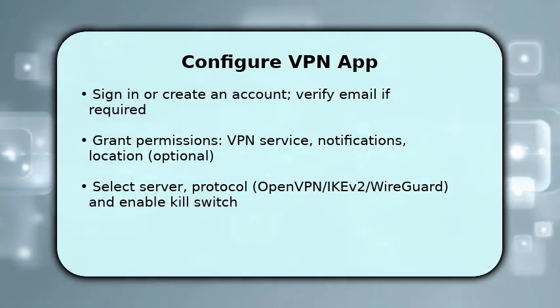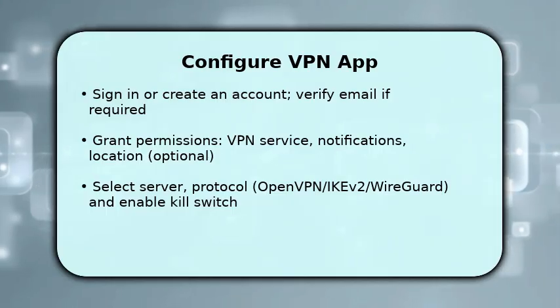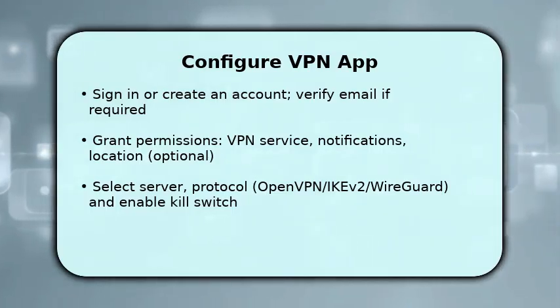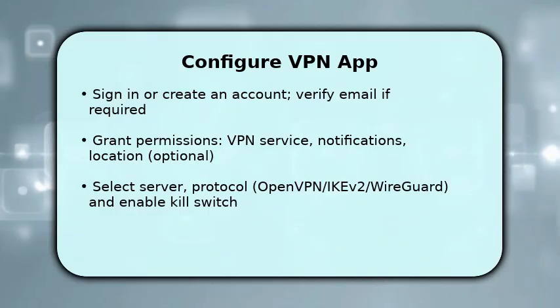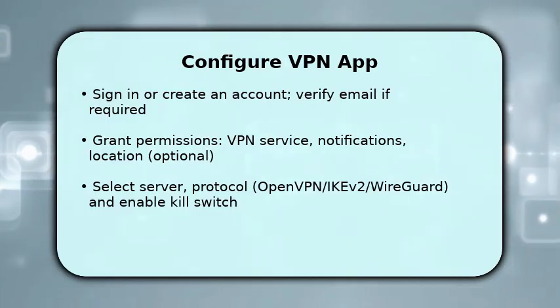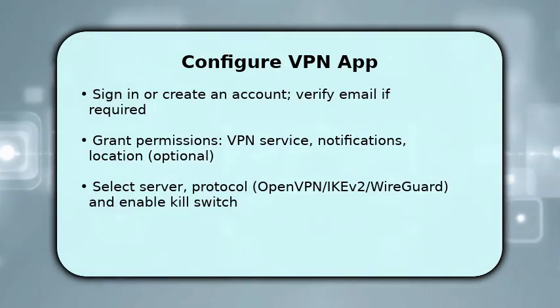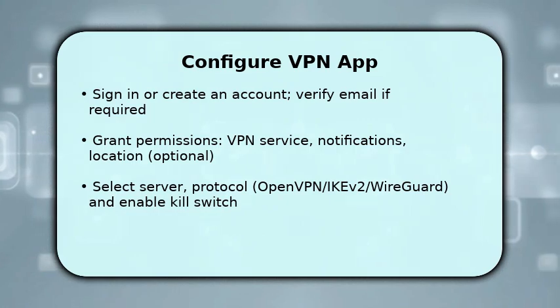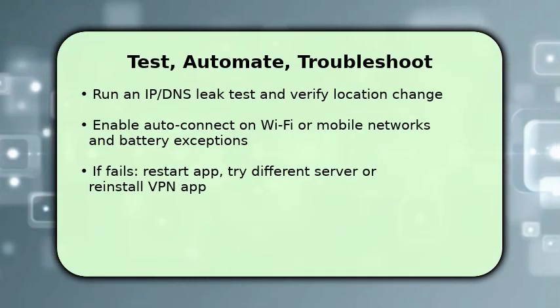Choose a server close to your location for speed or the country you need for content. Pick a protocol, WireGuard for speed, OpenVPN for compatibility, and enable the kill switch. This prevents leaks if the connection drops, so your traffic stays private. Finish by testing and automating the VPN.